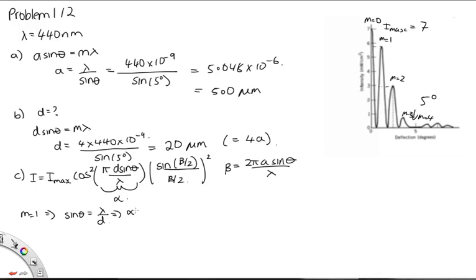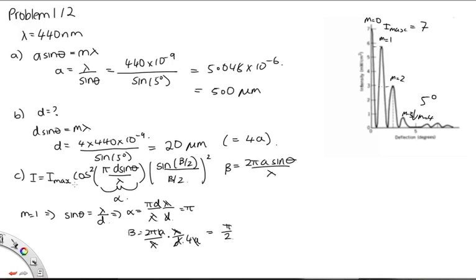This tells us that alpha is equal to pi d on lambda times sine theta, which is lambda over d. So this is equal to pi. And beta is equal to 2 pi a over lambda times sine theta, which is lambda over d. These lambdas will cancel. Now let's replace this d with 4a. So these a's cancel and we end up with pi on 2.